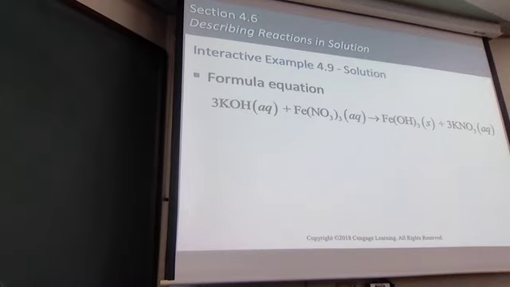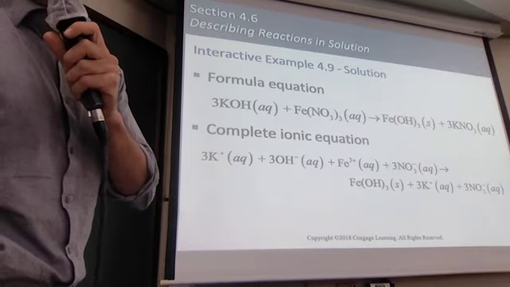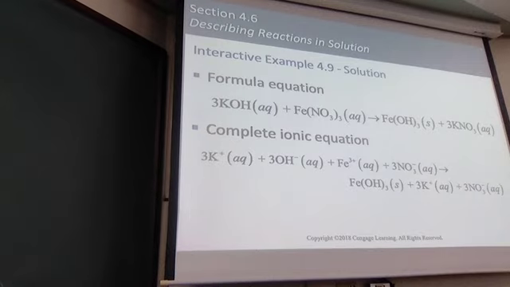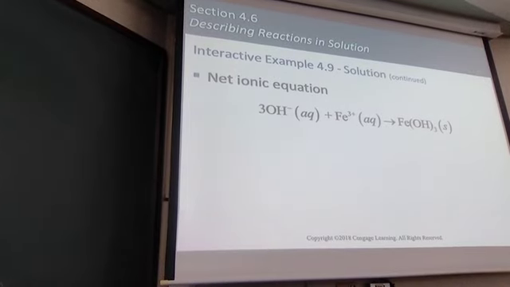Okay, formula equation, we don't put the ions at all, we put only the compounds. The ionic equation has all the ions which go into solution, so that was what we had before. And then the net ionic equation is the one which has only the participating ions. Okay, these are the three.